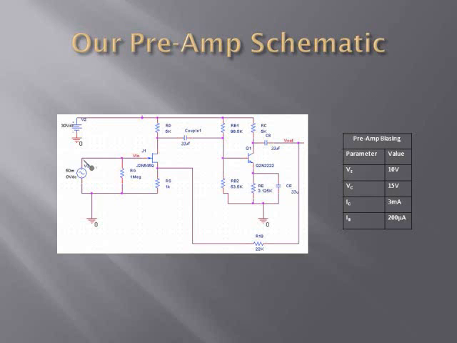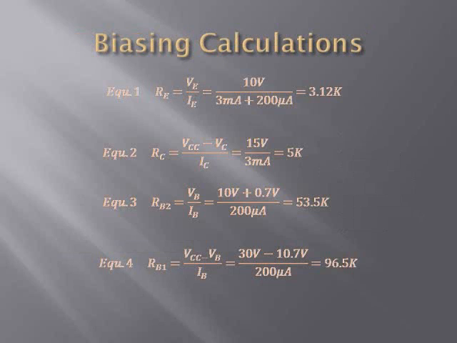The VC and VE values were chosen to center the preamp output between VCC and ground and to allow the maximum possible voltage swing. IC and in turn IE were chosen such that the preamp could provide enough current to drive the power amp. This allows the rest of the components to be calculated. The calculation for the emitter resistor is shown in equation 1. The collector resistance is calculated similarly as shown in equation 2.